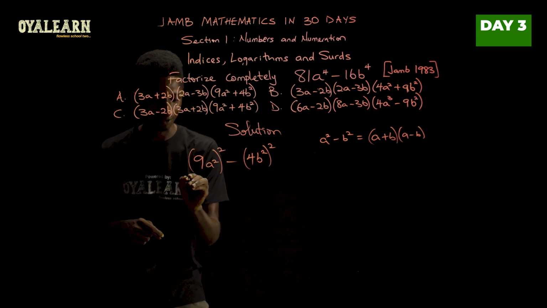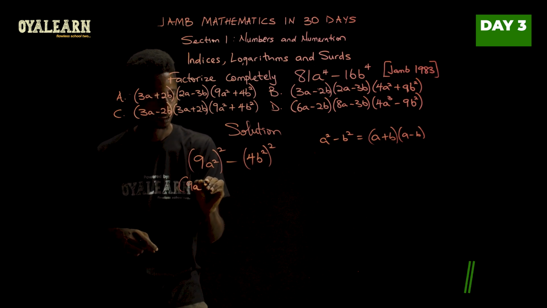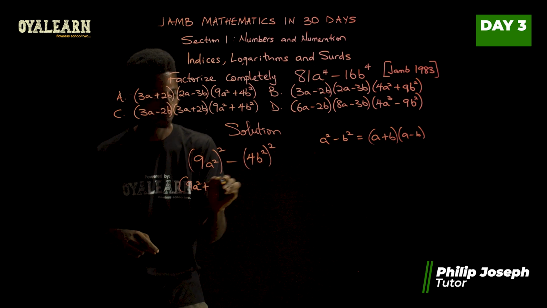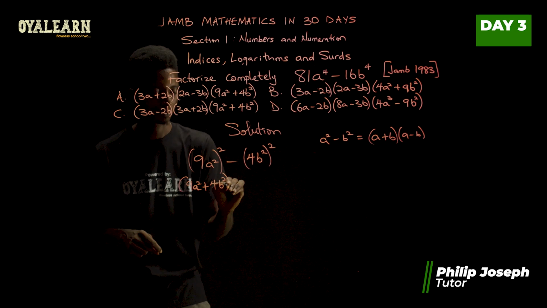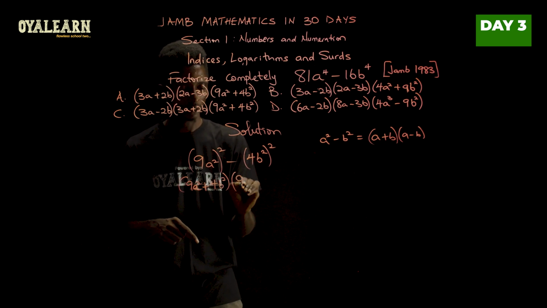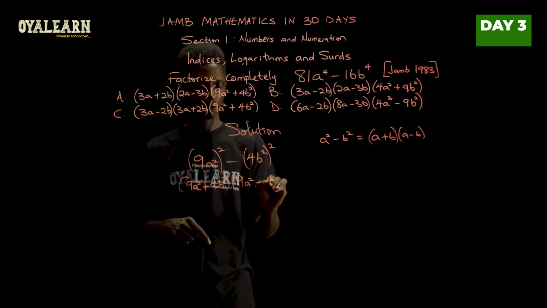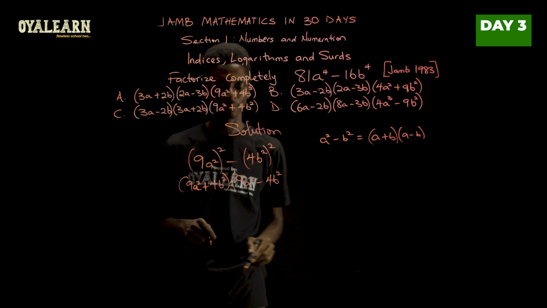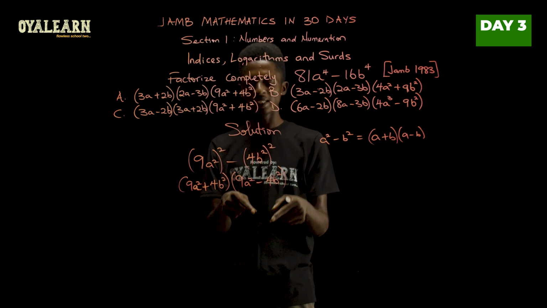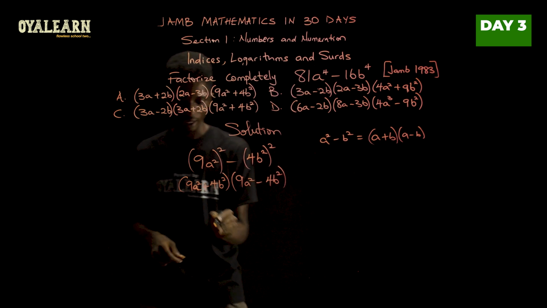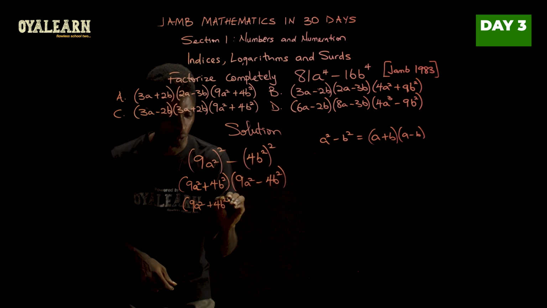So that is, we're going to be having 9a squared plus 4b squared into 9a squared minus 4b squared. Now, this part can also be written again such that we can have difference of two squares. So we'll then have this as 9a squared plus 4b squared.